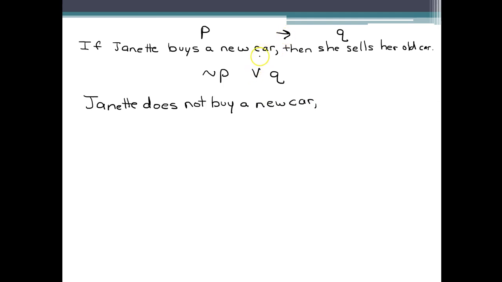Then instead of a conditional, we have an or. And then Q: she sells her old car. And now you've got two statements that are logically equivalent to each other.